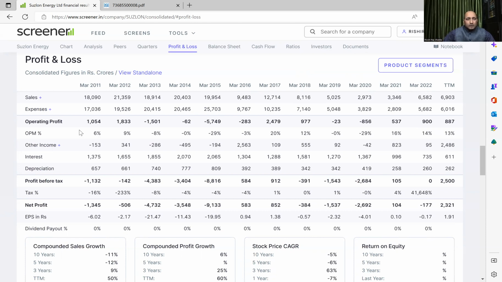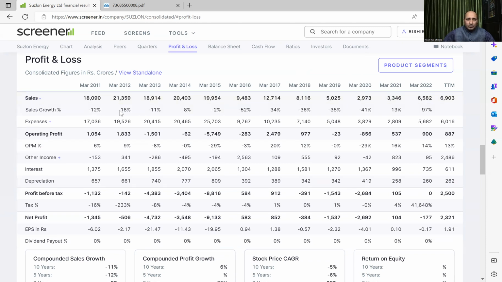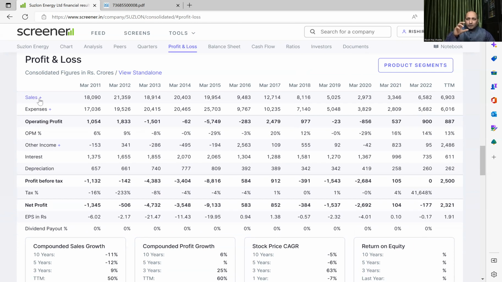Of course, expenses reduced, but the main thing is this revenue is drastically decreasing. If you go downside, you can see every year, this year only plus, most of the years minus, minus, minus. So we should take care of this, whether revenue is increasing or decreasing. If decreasing, we should be away from such company.